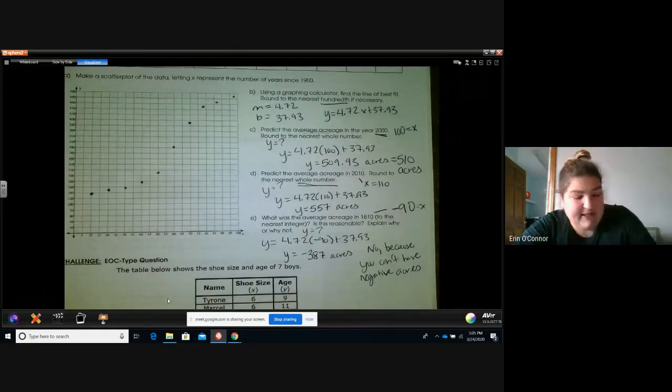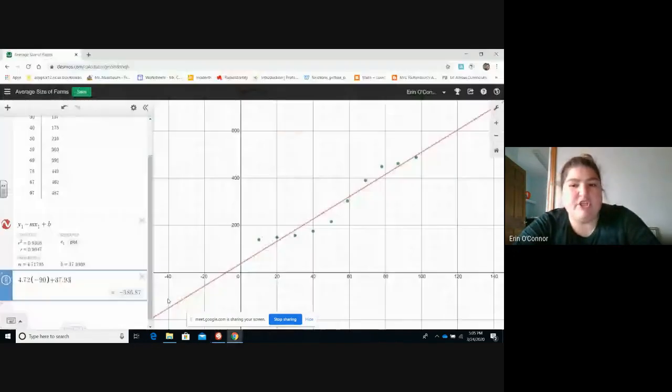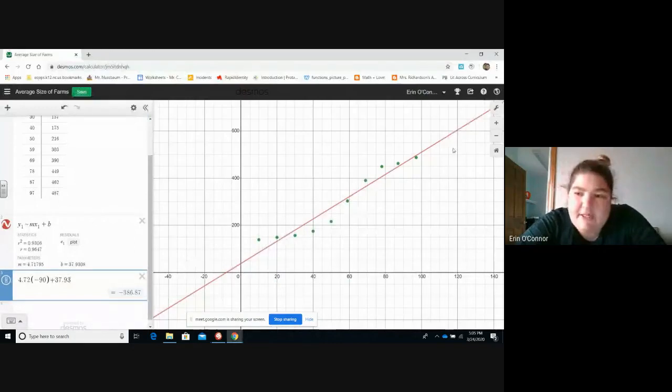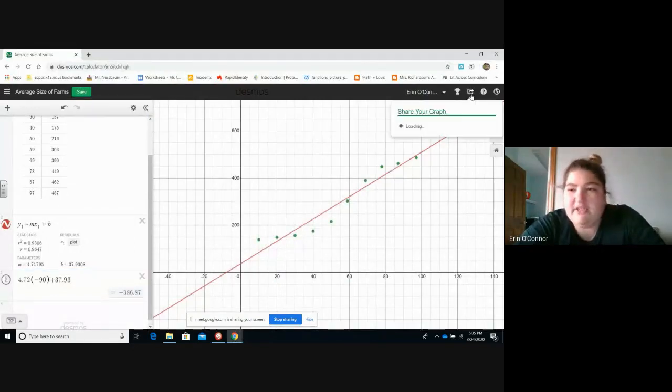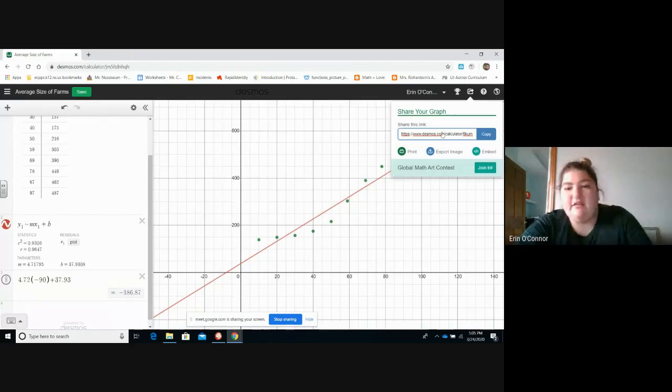Not from what we see, but where we can. Now, the other thing I want to show you in Desmos is if you go up to this right-hand corner, there is a square with a little arrow, and you can press it and it says Share Graph. And then what you can do is you can copy this link and send it to me. You can put it in a document. You can do whatever you need to. You could print it if you wanted to. So if you ever need to send me a graph that you made on Desmos, you can always share the graph and send it to me.